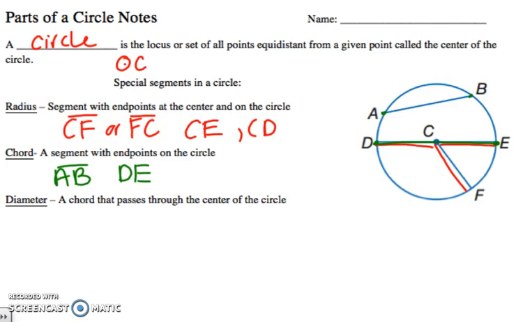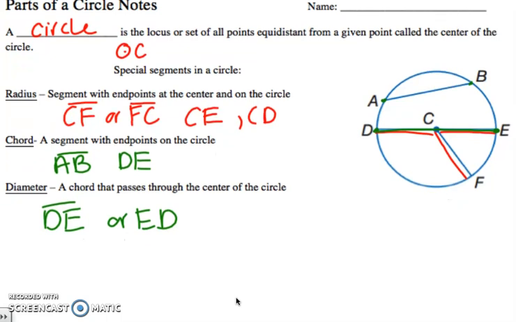And then a diameter is a special type of chord that goes through the center of the circle. So again, that would be DE. Or you could even say ED. So you don't name it DCE or ECD, you just name the two points of the diameter, okay? So those are a couple of the vocab words we're going to learn with this first part.